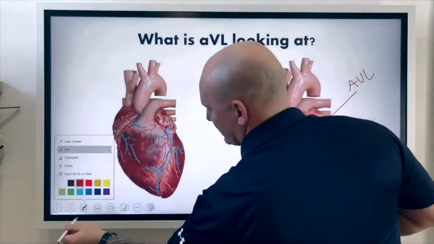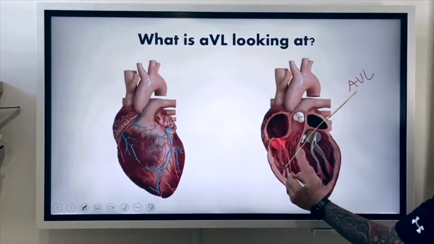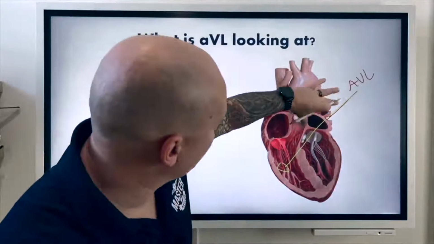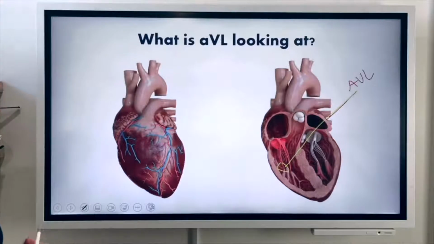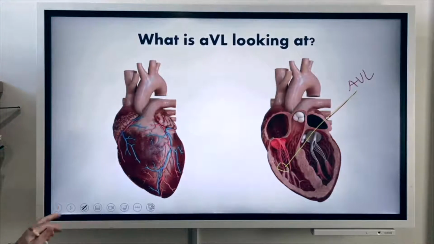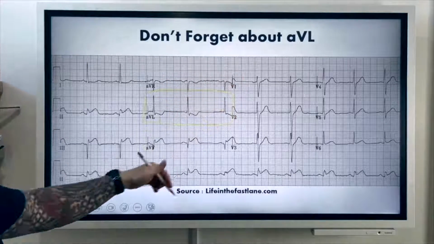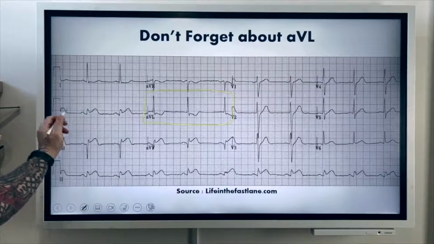I'll change the color so you can see exactly what I'm seeing. It's coming down like so, and it's looking at this wall here because it's such a high lateral. So it ends up looking through the heart against this lateral wall of the right ventricle, so it can get a very good view. If I go back here and look at this ECG, this is the same ECG that we looked at before with the inferior ST elevated MI, with 2, 3, and AVF.